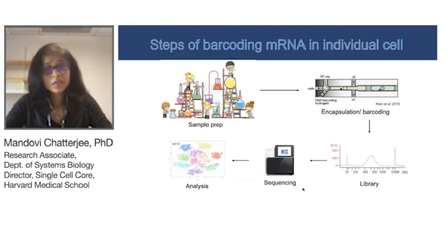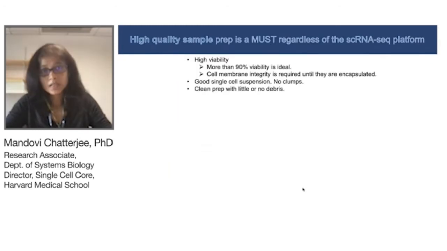But regardless of the platform you choose, the basic steps are the same. First, you need to generate a good quality single-cell suspension, followed by cell barcoding, making sequencing ready libraries, then sequencing them mainly by next-gen sequencing platforms, and then analyzing the data. Now, sample prep is unequivocally a critical step in order to get good quality data. For single-cell RNA sequencing, high-quality sample is a must. What do I mean by high-quality samples?